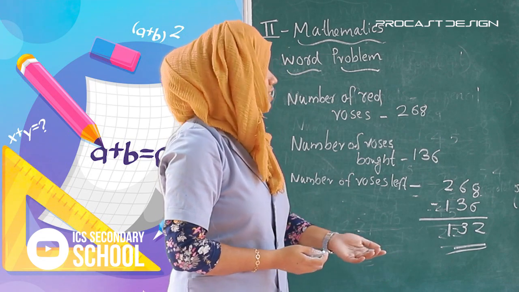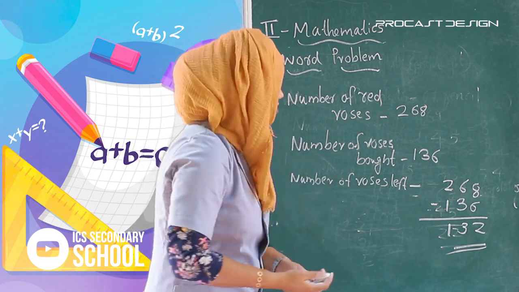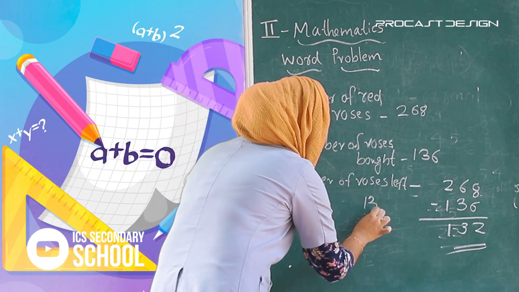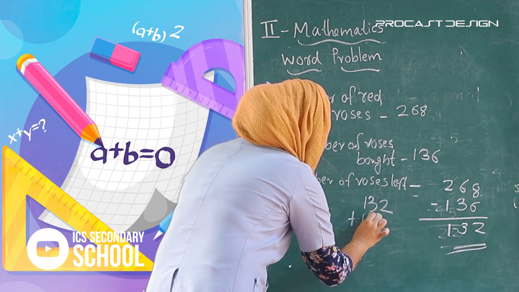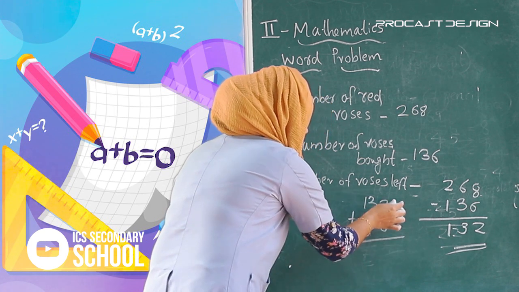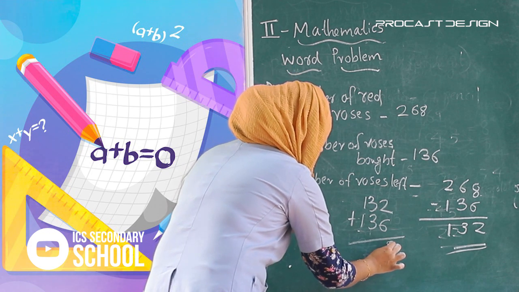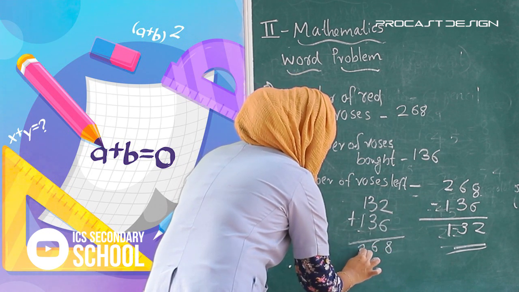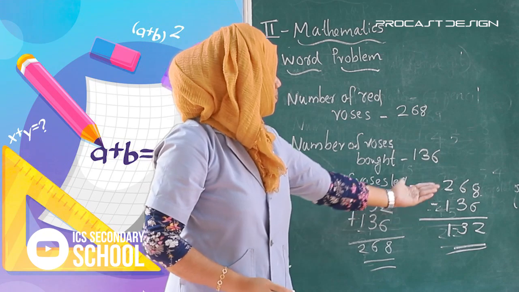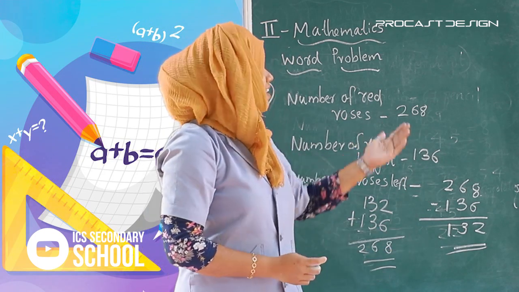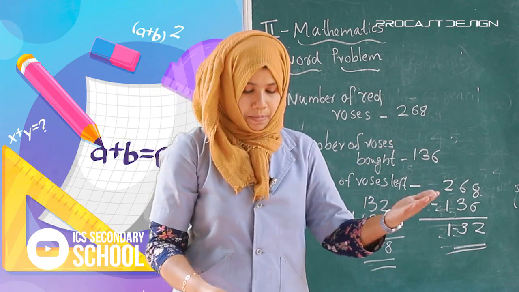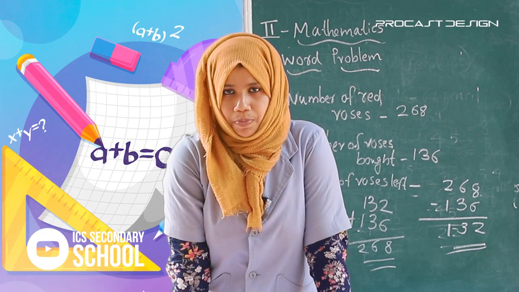This is the answer. Whether it is correct or not, we can check it. So, six plus 2, 8, 3 plus 3, 6. Yes, we get the same number. So, the answer is correct. So, this is the method of solving the word problems. Okay.